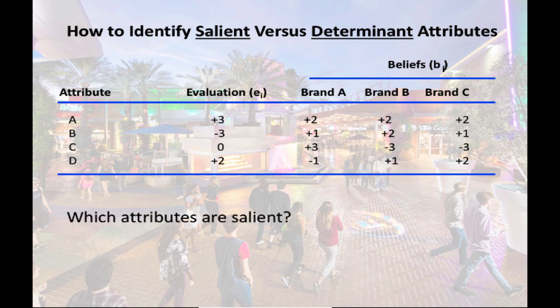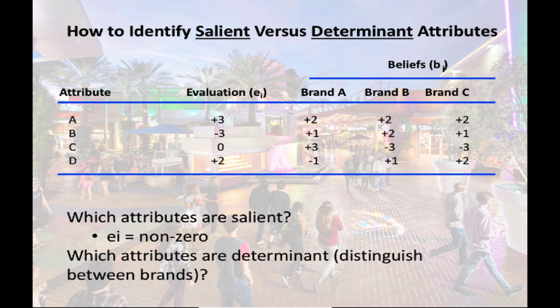So which attributes are salient? Well, the scores give us information about which attributes are salient. Salient attributes are important evaluation scores. And how do we know they're important? Because they are non-zero scores. It can be negative or positive to be salient. But if it has a score of 0, then that means the person is indifferent about that particular attribute, so it is not really salient to them.